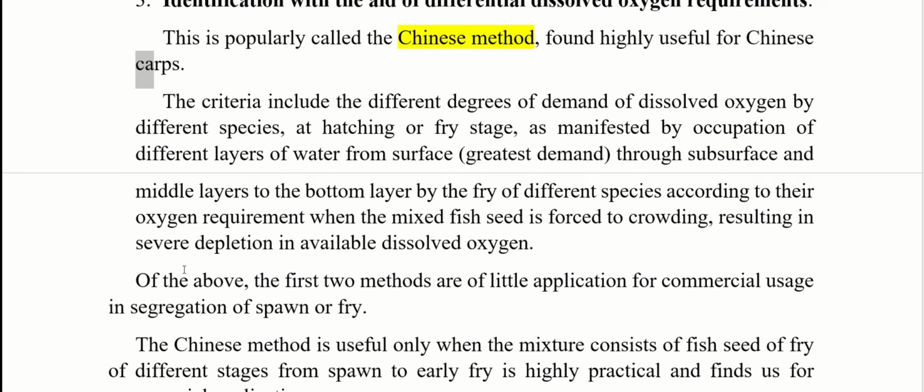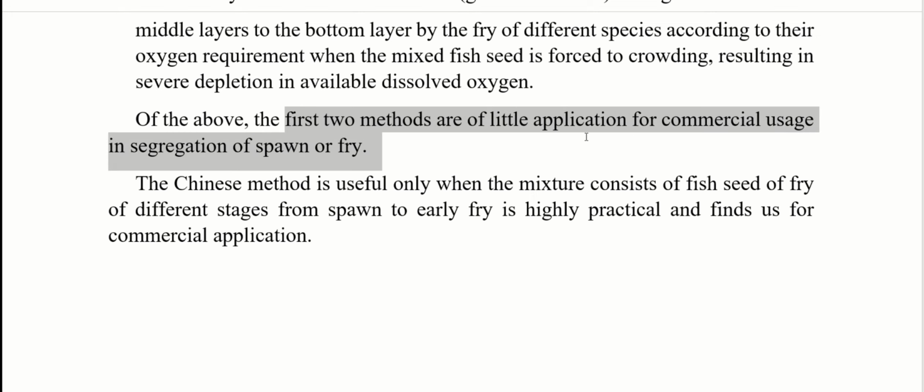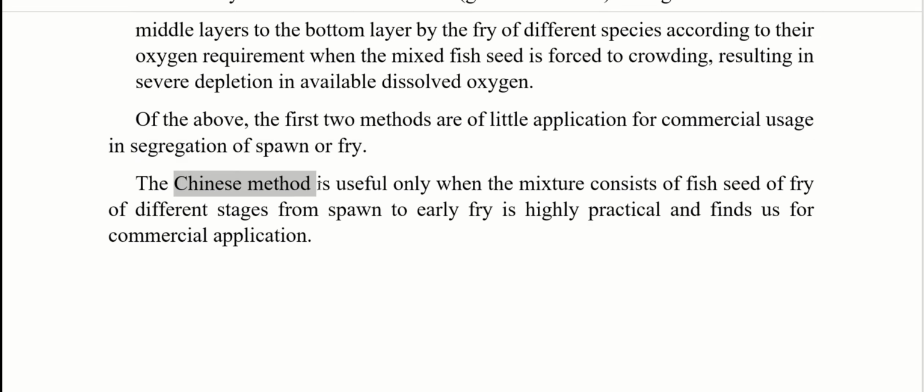Out of these three methods, the first two are of little application for commercial usage in segregation of spawn or fry. The Chinese method is useful only when the mixture consists of fish seed of different stages, from spawn to early fry; it is highly practical and finds use in commercial applications. So this is all about the segregation and identification of fish seed.